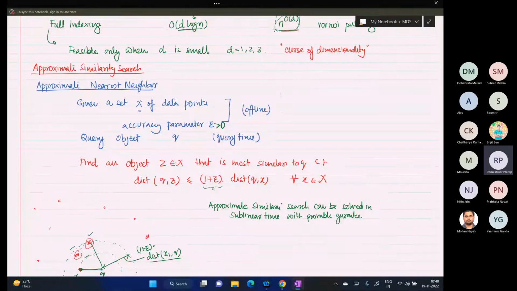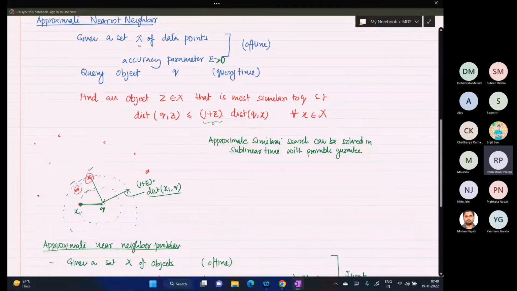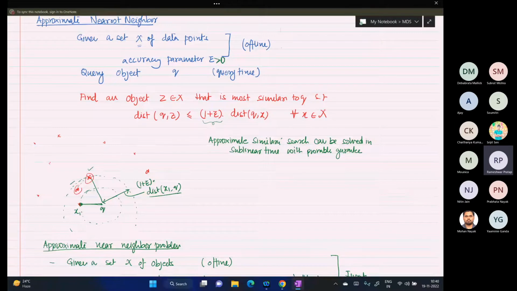So how is the error in approximation defined? In this setting, we again have n points in d-dimensional space as input and a parameter epsilon given to us offline, and we are given a query object q at runtime. Our aim is to output a data point z that is most similar to q. Suppose x1 is the closest point to q; then our algorithm should output a point at distance at most 1 plus epsilon times the distance from x1 to q. So the algorithm can output any of these points, either this or this.